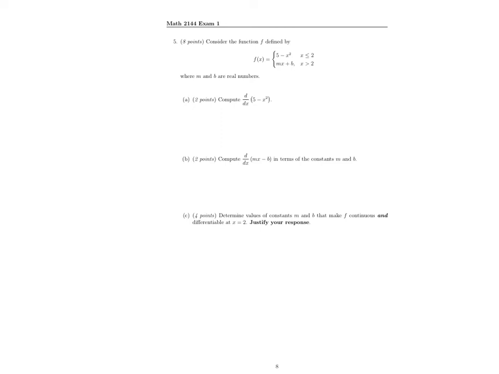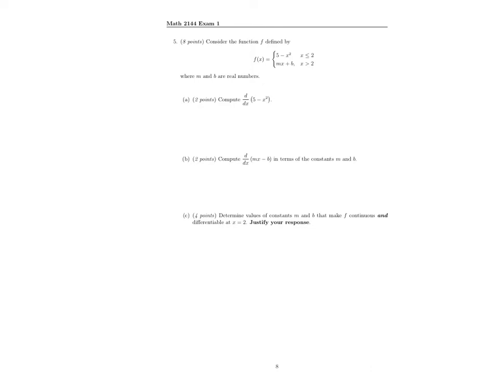Okay, so we're told to consider the function f, defined by f of x equals 5 minus x squared for x less than or equal to 2, and mx plus b for x greater than 2. So this is a piecewise function, so depending on what x values we have, we get different y values, where m and b are some real numbers.